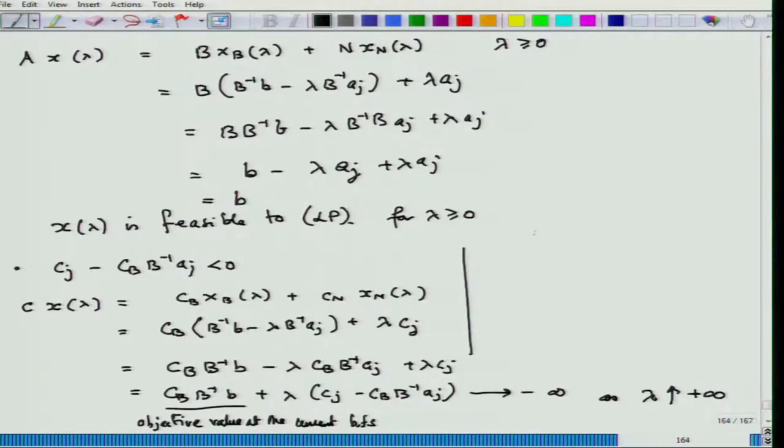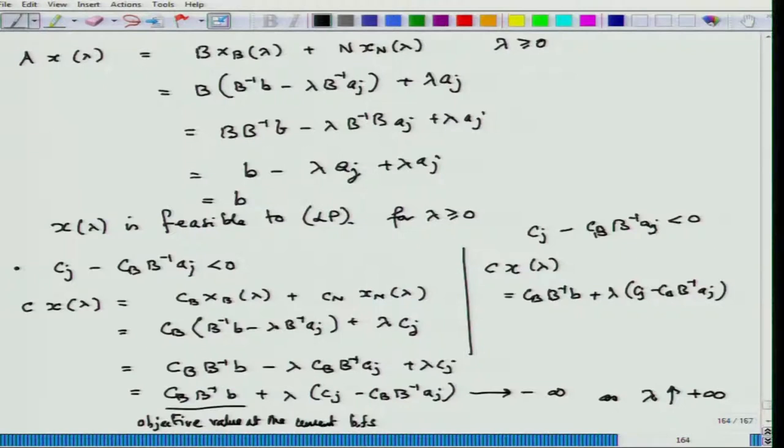See, if c_j minus c_B B inverse a_j is strictly less than 0, then c of x(lambda) for that particular lambda is equal to c_B B inverse b plus lambda times (c_j minus c_B B inverse a_j), because this is negative and lambda is non-negative. Suppose I take lambda strictly bigger than 0, then also x(lambda) is feasible. So for such a lambda, this is negative and this is positive, so the whole thing would be strictly less than c_B B inverse b. So I have found a feasible point whose objective value is strictly better than the objective value at the current BFS. So the current BFS cannot be optimal.